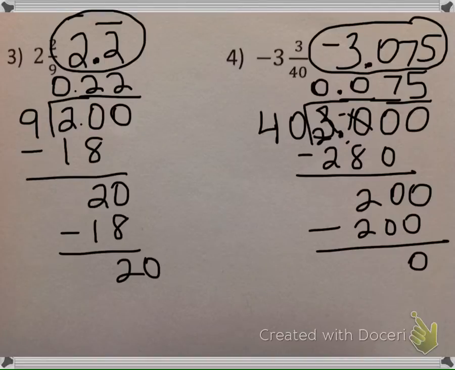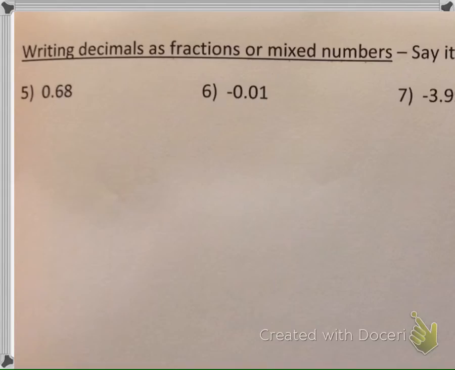Okay, the next part we're going to do writing decimals as fractions or mixed numbers. And the way to do this is you're going to say it properly and then write it. And you should have learned how to say these decimals properly. But if you look at number 5, we have 0.68. Okay, this is your tenths. This is your hundredths. So to say that properly, you would say 68 hundredths.